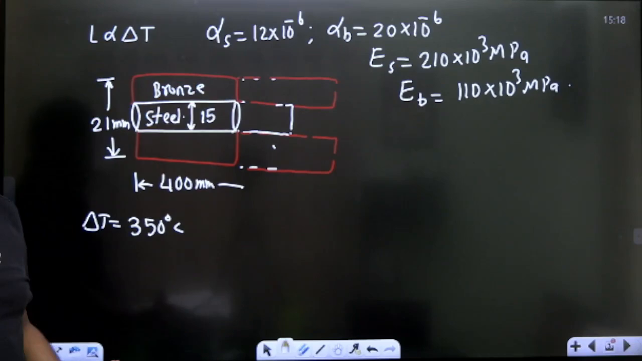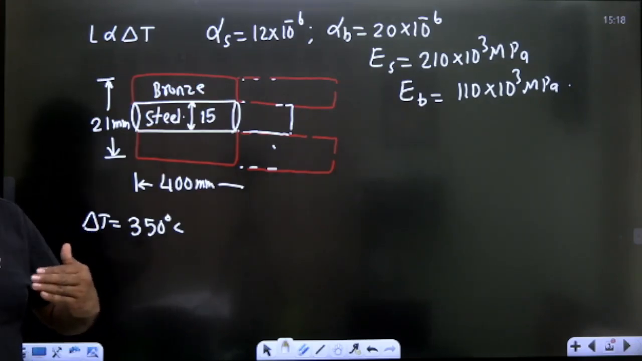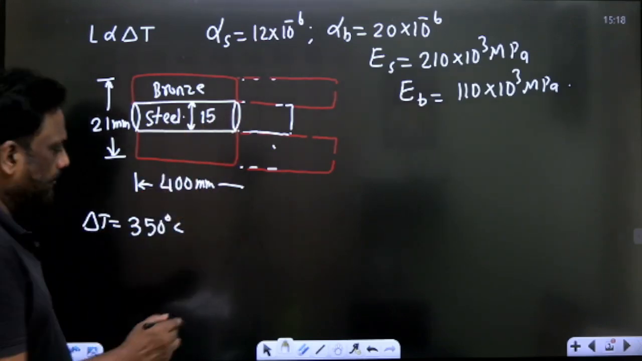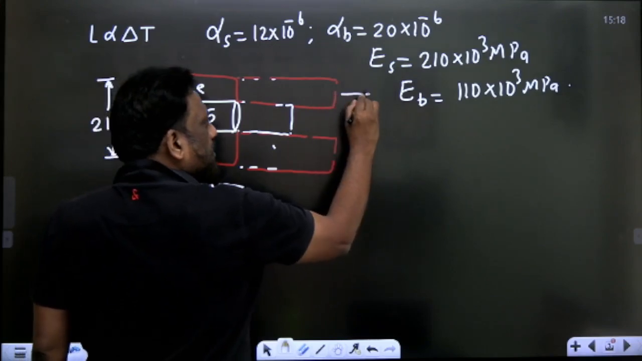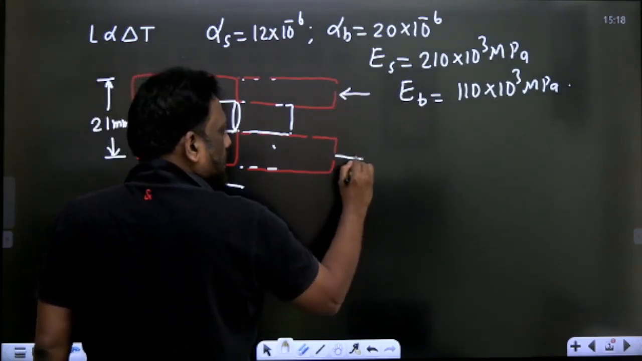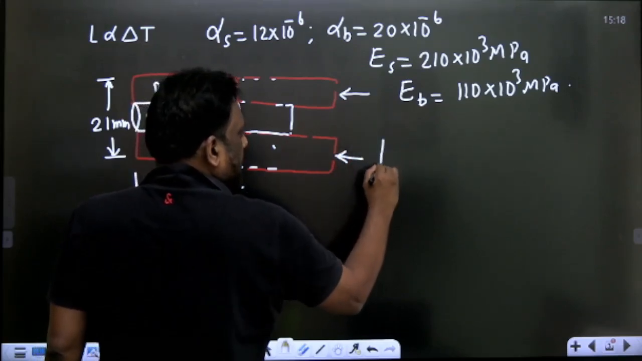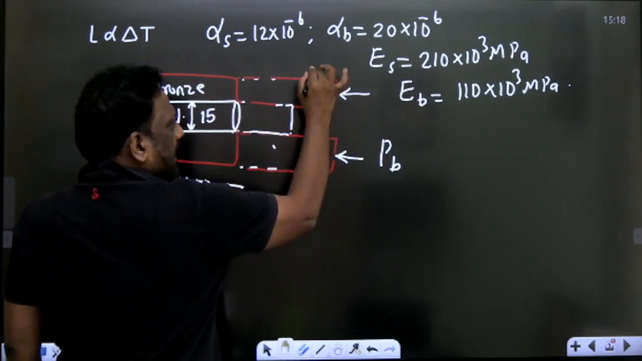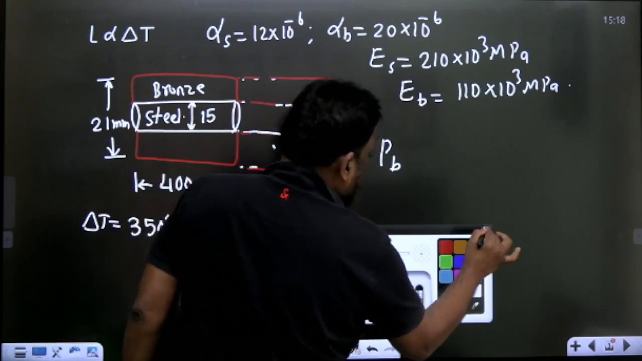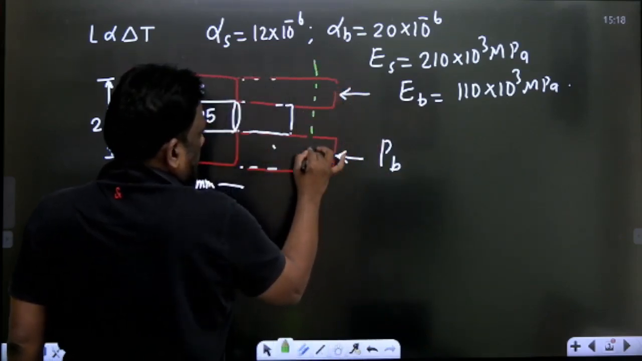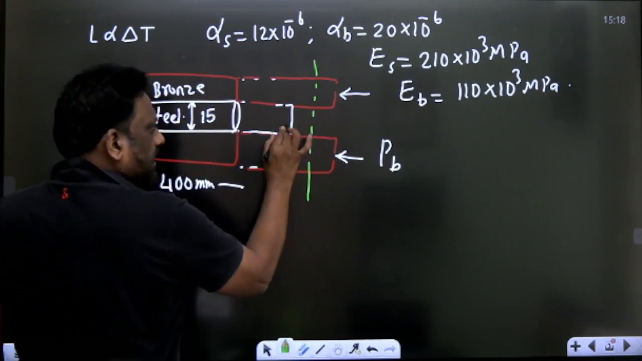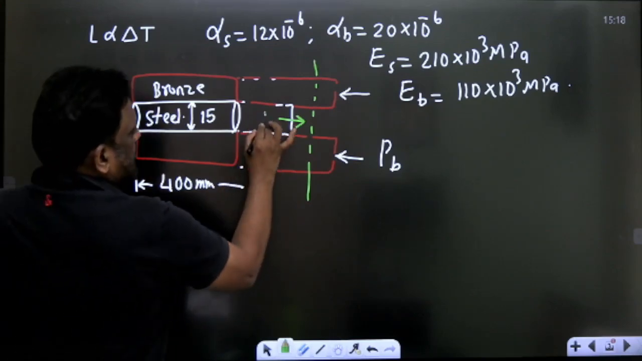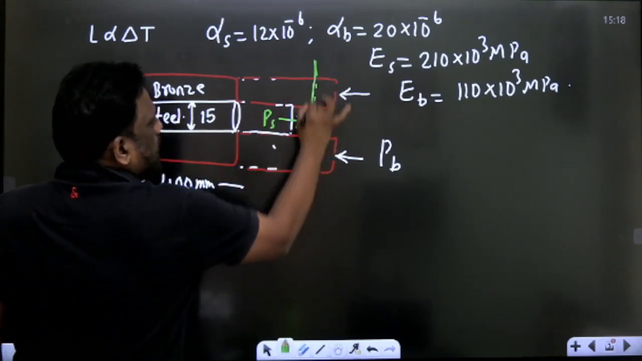But it is a composite section. It has to move together. It cannot expand independently. So finally, what happens is a compressive force is developed in the bronze. Let me write the total force in the bronze as PB. Please note it down. Due to that, it will reach some position. Similarly, the steel will be subjected to tensile force. Let me write this as PS, so this is the final position of both.